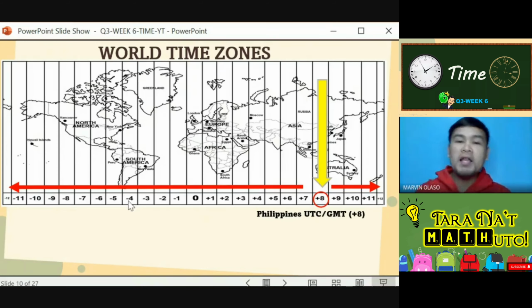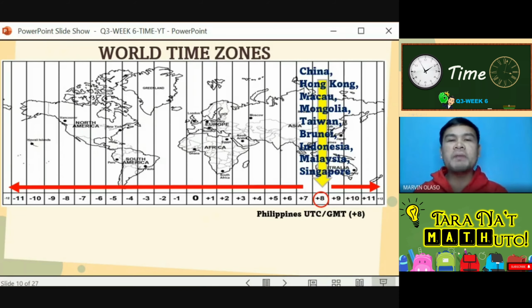Ayan. But there are also other countries na kapareho natin. Siyempre, yung katapat natin dyan sa UTC positive 8, kapareho natin yung China, Hong Kong, Macau, Mongolia, Taiwan, Brunei, Indonesia, Malaysia, Singapore, at there are some parts din of Australia and Russia. May mga iilan doon na positive 8 din ang kanilang UTC.